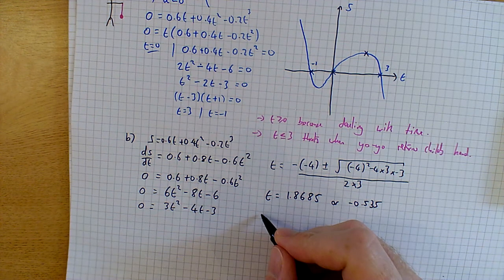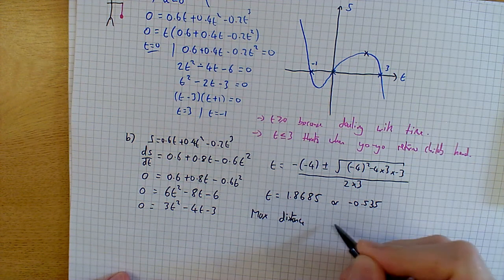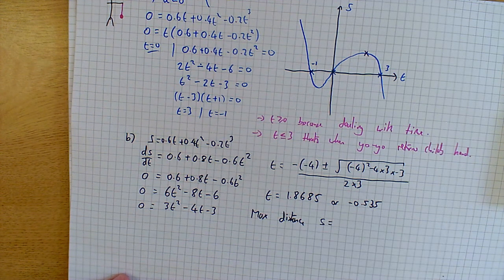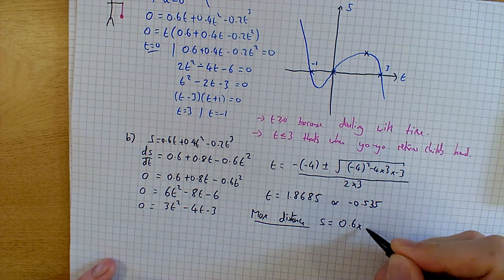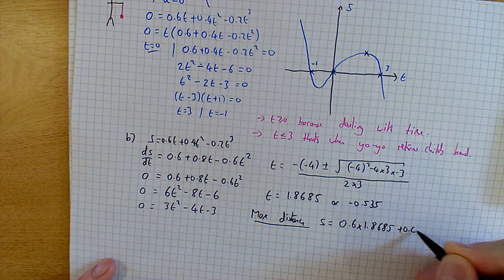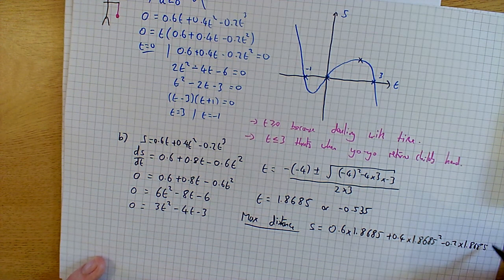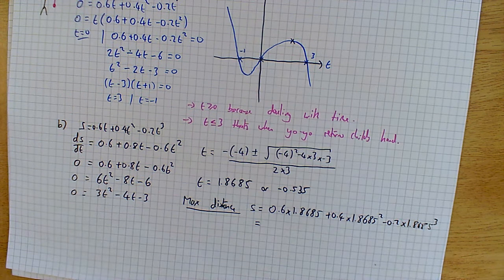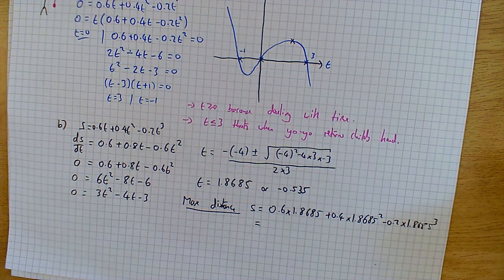But to find the distance, the max distance, we have to substitute that in to find out what s is, because s is what's representing our distance. So the max distance is 0.6 times 1.8685 plus 0.4 times 1.8685 squared minus 0.2 times 1.8685 cubed. We're going to use as much accuracy as we can right before the end of the question, so I've not rounded it early. I'm going to use my full accuracy until I get a final answer.